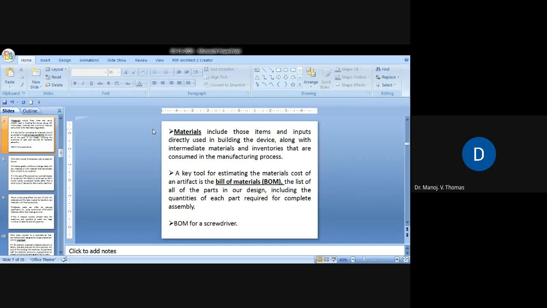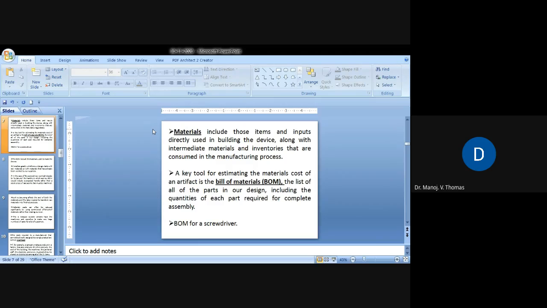What is the material for making the handle? What is the material for making the blade of the screwdriver? These are the things that will be included in the bill of materials for the screwdriver, and also the quantity required for making one screwdriver. If we want to have say thousands or lakhs of products, what is the quantity of materials required for the handle as well as the blade? So those will be the entries present in the bill of materials for the screwdriver.